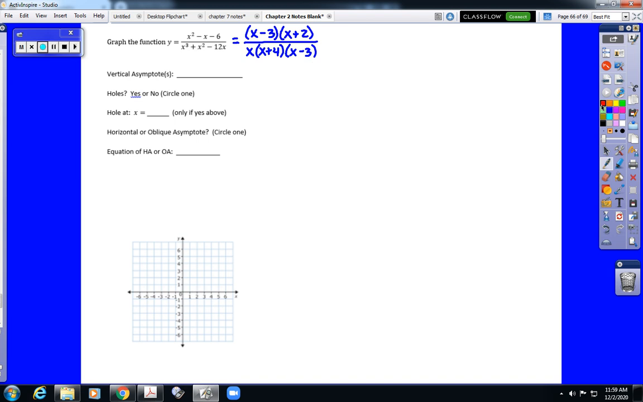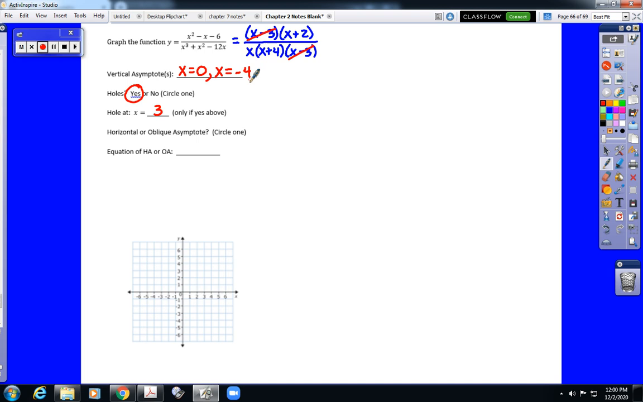Which means that if we look at this, the x minus 3's would cancel, which means that we do have a hole at x equals 3. Okay, we have a hole when x is equal to 3, because x minus 3 canceled. So when x equals 3, that's still not allowed to be part of the original equation, but it is a hole. Okay, we also have 2 vertical asymptotes. We have one at x equals 0 and one at x equals -4.